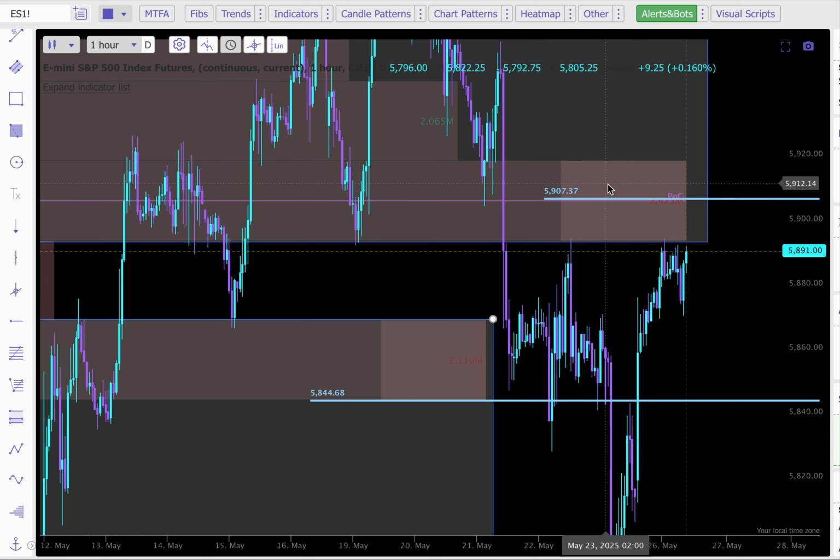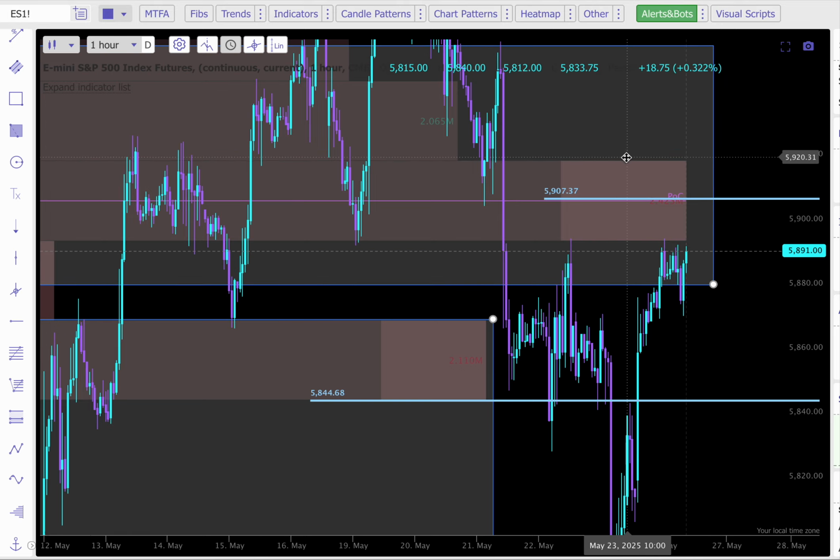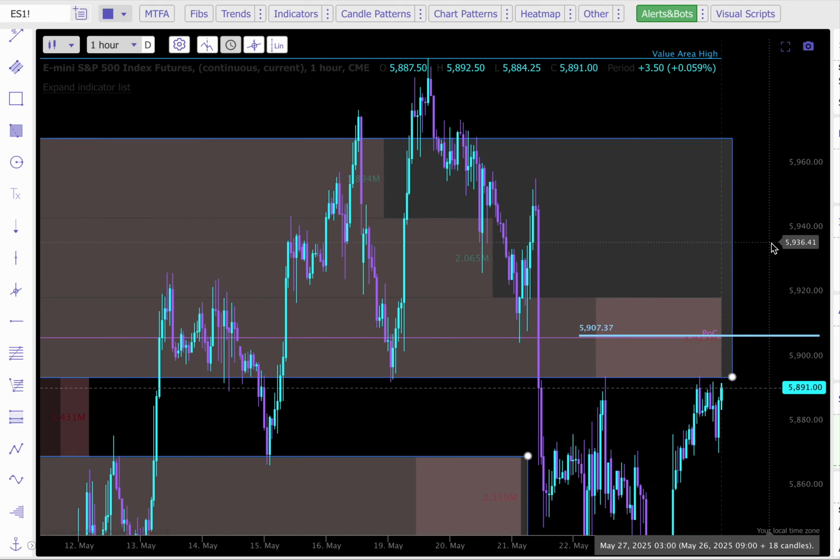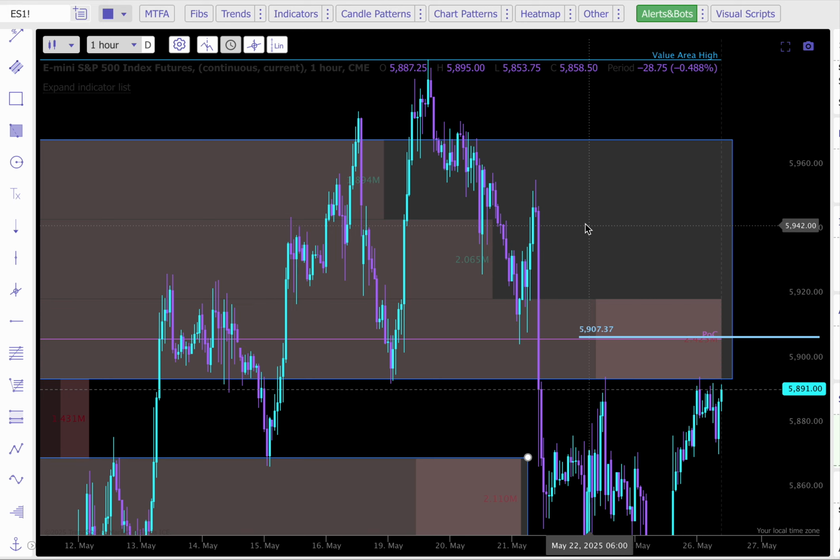Once we start closing candles above this, you can have a pretty confident long, like maybe a fuller position. And then as we break above that, this volume block will then move up here.